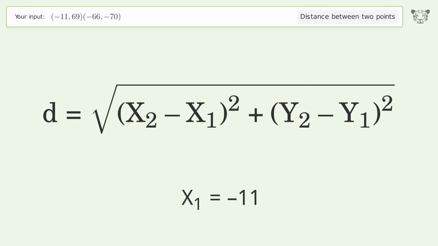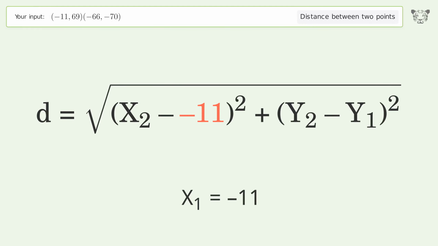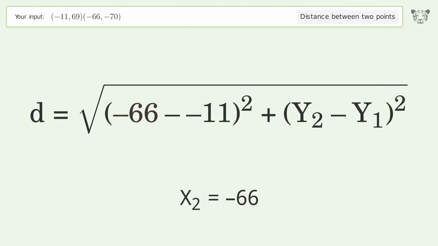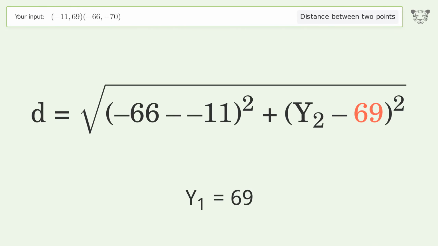x1 equals -11. x2 equals -66. y1 equals 69. y2 equals -70.